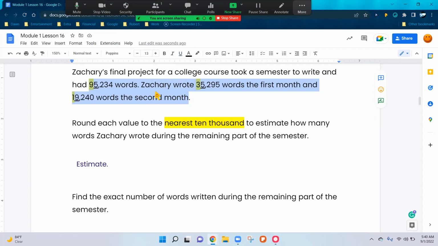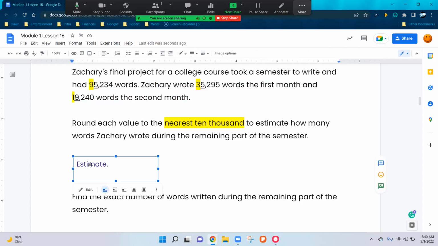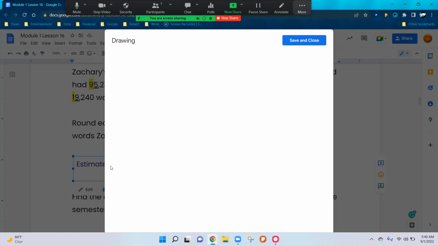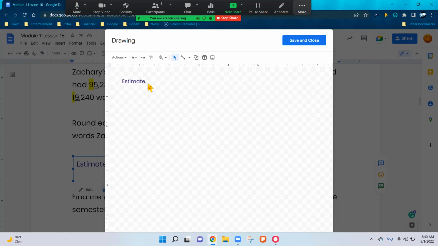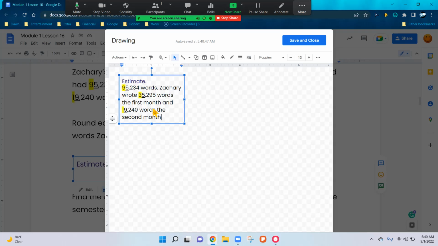I'm going to hit Control C, and then I'm going to jump into my scribble, which is estimate. I'm going to double click, click by the word estimate, hit enter, and then Control V. I'm not changing the words or anything because I need them so that I know what I'm doing. So it says to round to the nearest 10,000.